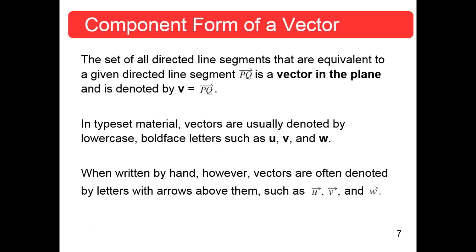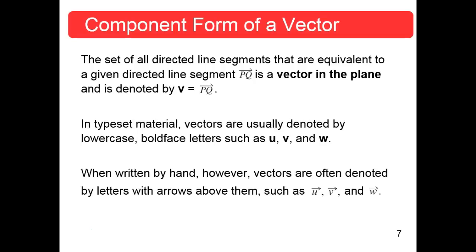Now, notice here in the text, they write the generic form of a vector in a plane, v, and they bold the v. When I write it, I can't write in bold. So I put v with an arrow over it, just like I do PQ with an arrow over it. Okay? But in the book, bold means vector. So in typeset material, the vectors are usually denoted by lowercase, boldfaced letters, such as u, v, w. Those are the favorites. Okay? When written by hand, however, the vectors are often denoted by letters with arrows over them, like u, v, w.